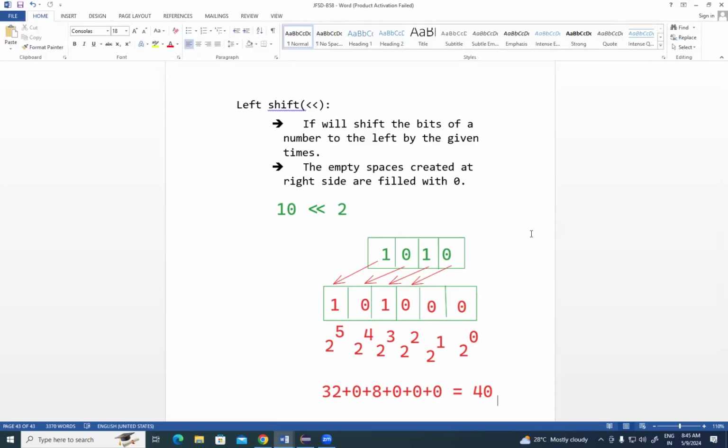Is it clear so far? Online people, am I clear for you? Yes. Very good.